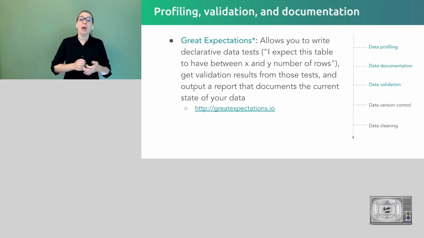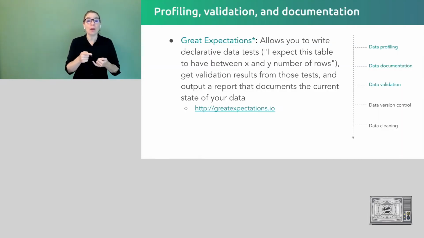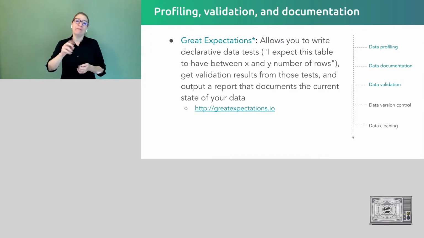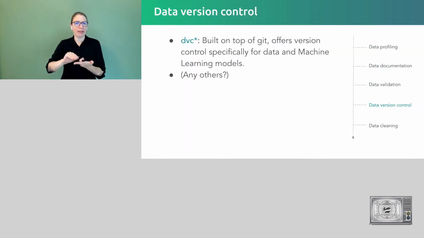And then finally, in that space of profiling, validation, and also documentation, we have a tool called Great Expectations, which allows you to write declarative tests, but it also allows you to infer those sort of assertions from profilers and use those to validate new batches of data. And it also outputs a report that documents the current state of your data. So Great Expectations kind of combines profiling, documentation, and validation in one. And I'm also going to demo that later on.